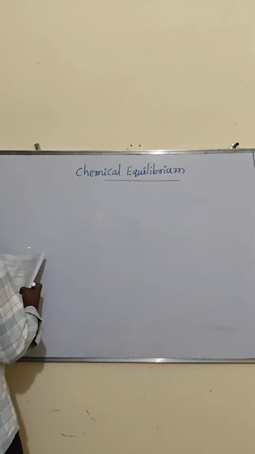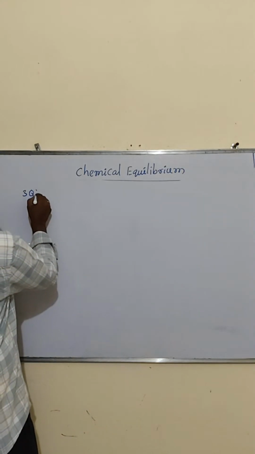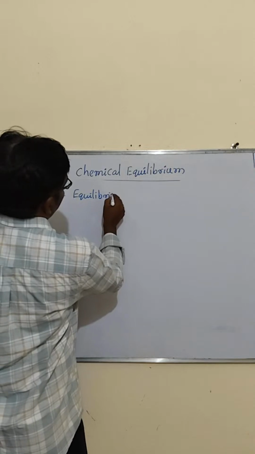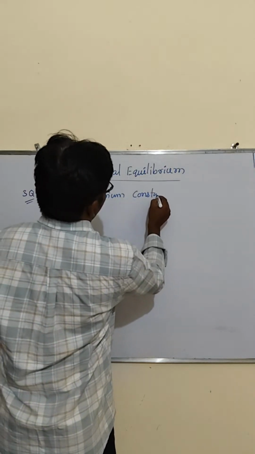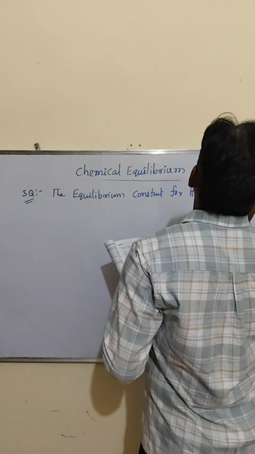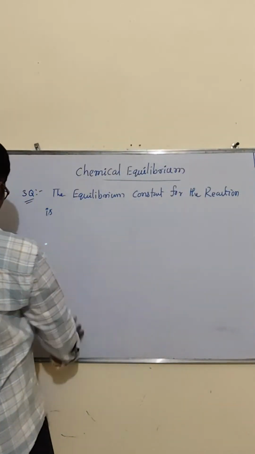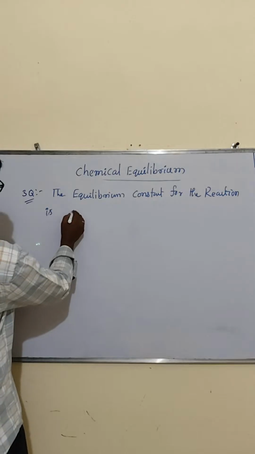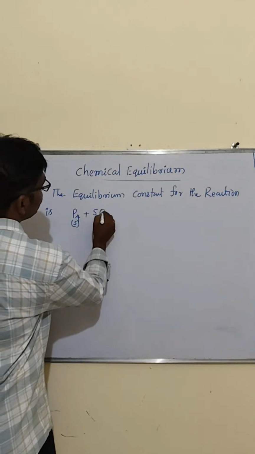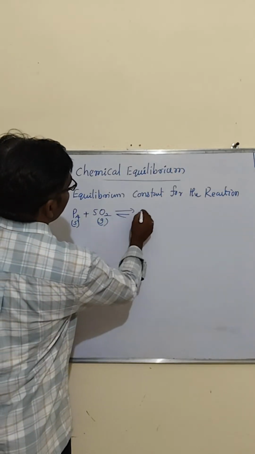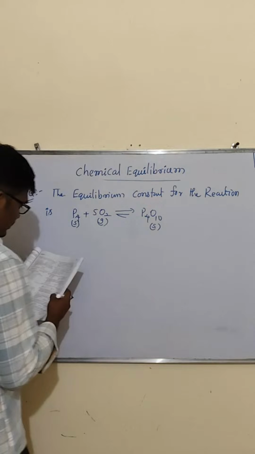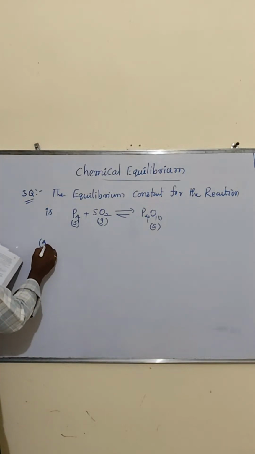The equilibrium constant for the reaction is: P4 as solid, plus 5O2 as gas, gives P4O10 as solid. Clear? Right. Options are mentioned. Look at the options.